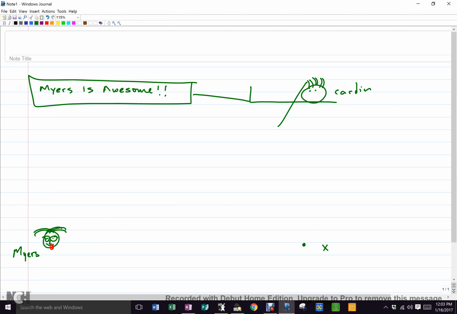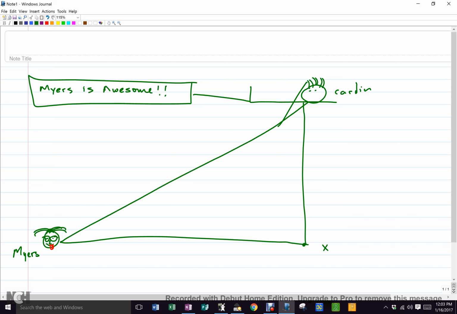Draw me this triangle to show me the angle of elevation. Where would I go from Myers to make an angle of elevation? Look at X. Then look up to Carlin. Then look back down. And that makes the angle of elevation. Now, Carlin, I have drawn that triangle, yes?